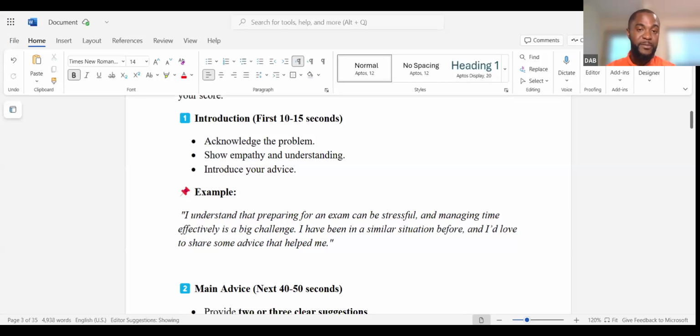Sometimes since the person is your friend, you can just build some cordial relationship between you and the person. Let the person listening to you feel that, yes, the person is your friend. So you can just start, hey, David, you can mention the person's name. Hey, Monica, or hey, Mercy. I understand that preparing for an exam can be stressful and managing time. Then you go that way. So the first 10 to 15 seconds should be your introduction.